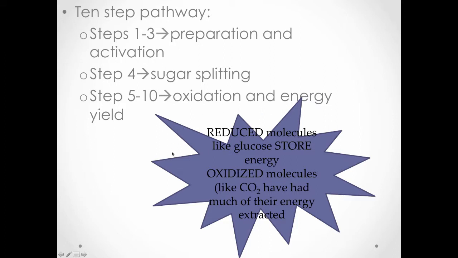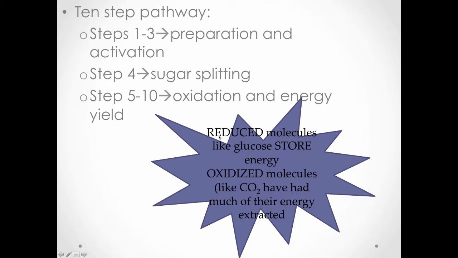Keep in mind that we talked about redox reactions before. So things that are reduced gain electrons, gain a hydrogen or lose an oxygen. Things that are oxidized gain oxygen, lose electrons, or lose a hydrogen. So oxidized molecules like CO2 have had much of their energy extracted, whereas glucose molecules are highly reduced.